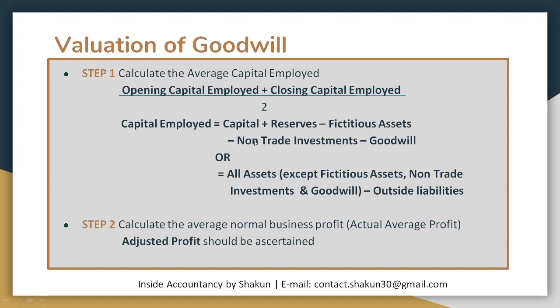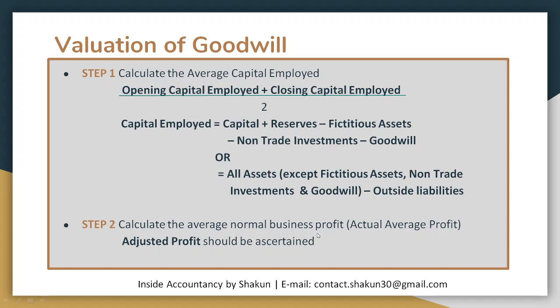Now, through the asset approach, the formula is all assets except all those things which you subtracted in the previous formula, that is fictitious assets, non-trade investments and goodwill. So all assets except all these three, minus the outside liabilities, would give you the capital employed. So the first step is to calculate the capital employed, which may be calculated either by the liability or by the asset approach.